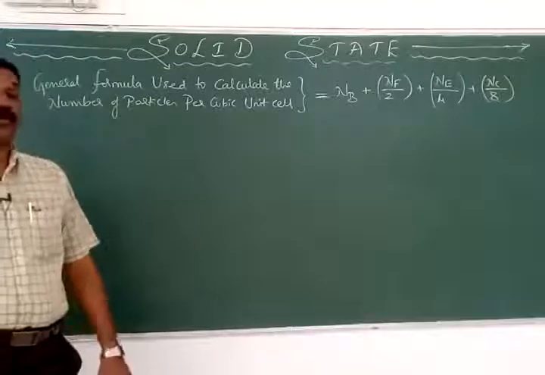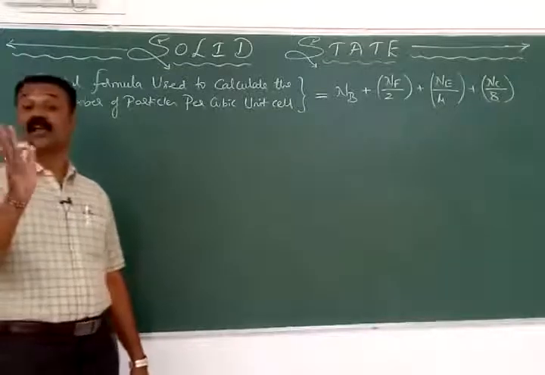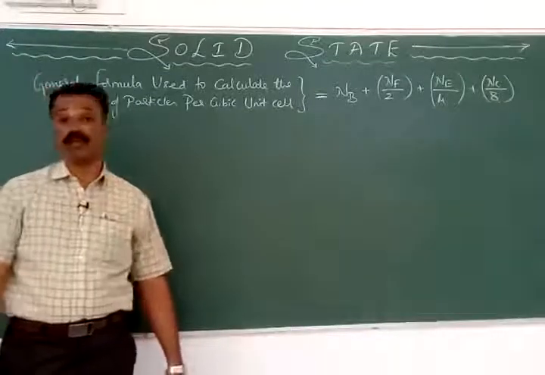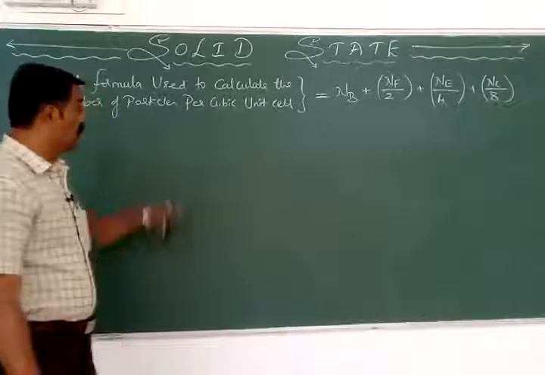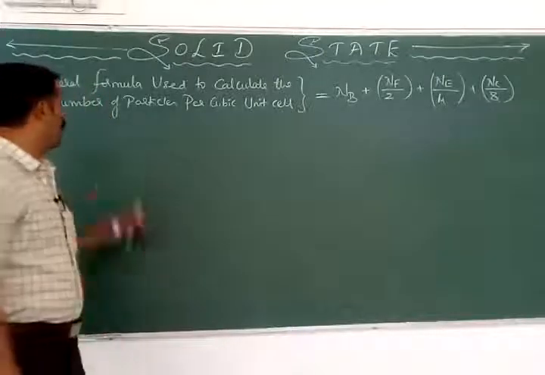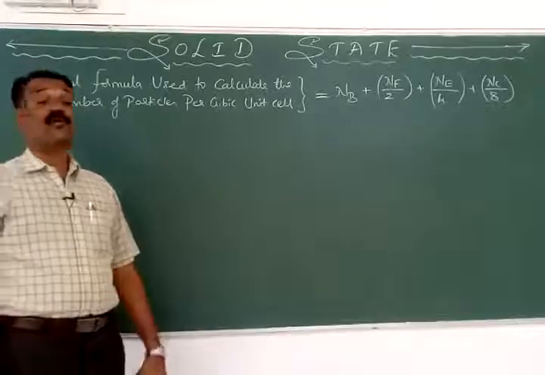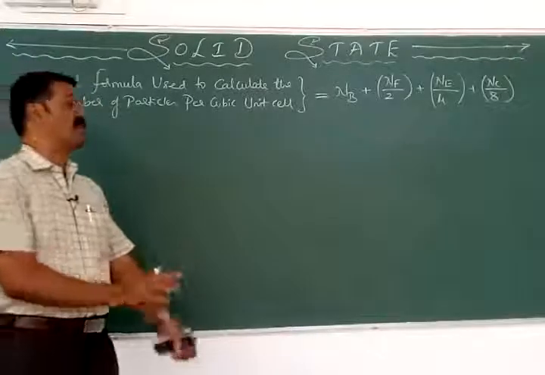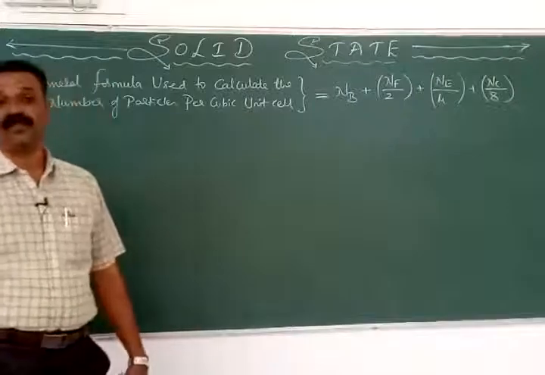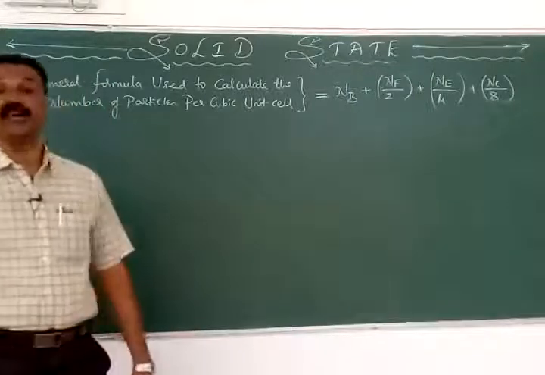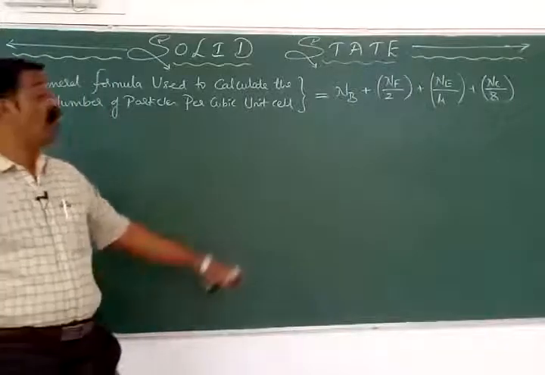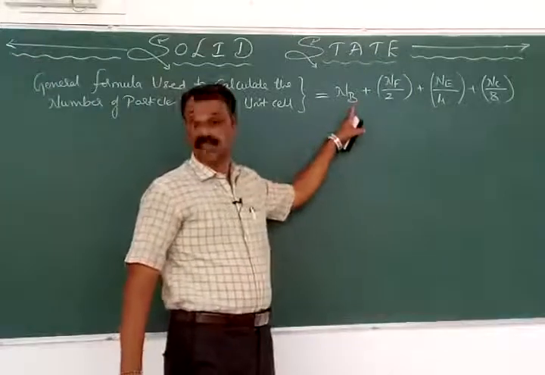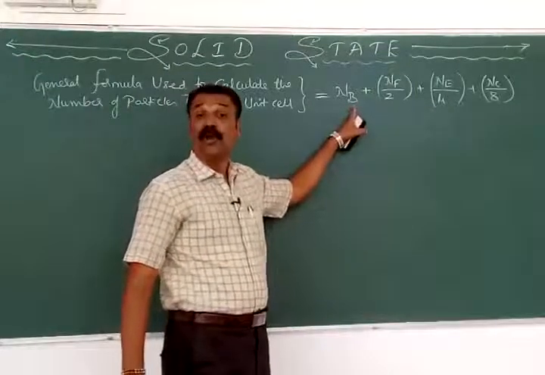I don't know what type of cubic unit cell it is, whether it is simple, body centered, or face centered, whatever it may be. But here the general formula to calculate the number of particles per cubic unit cell is NB plus NF by 2 plus NE by 4 plus NC by 8. Then what is NB here? Number of body centered particles.